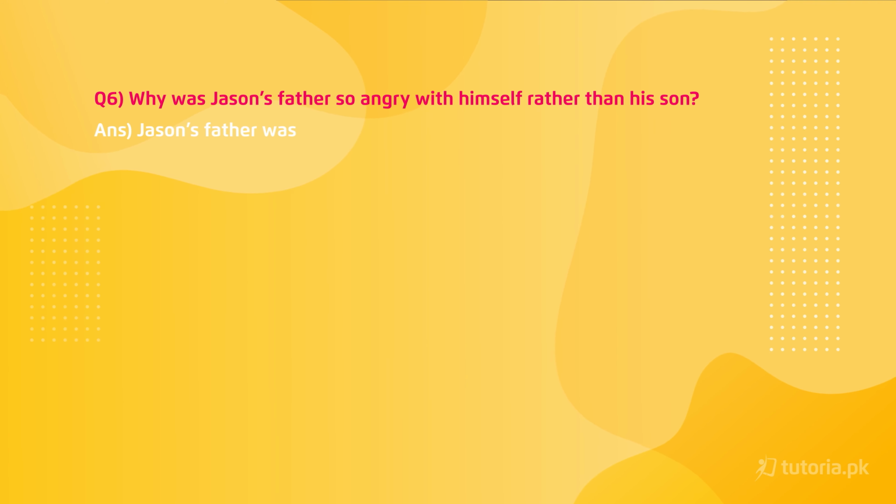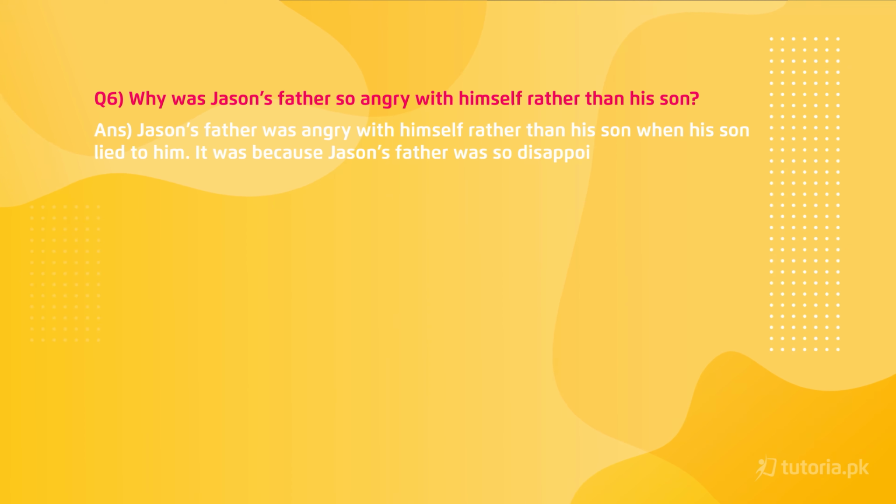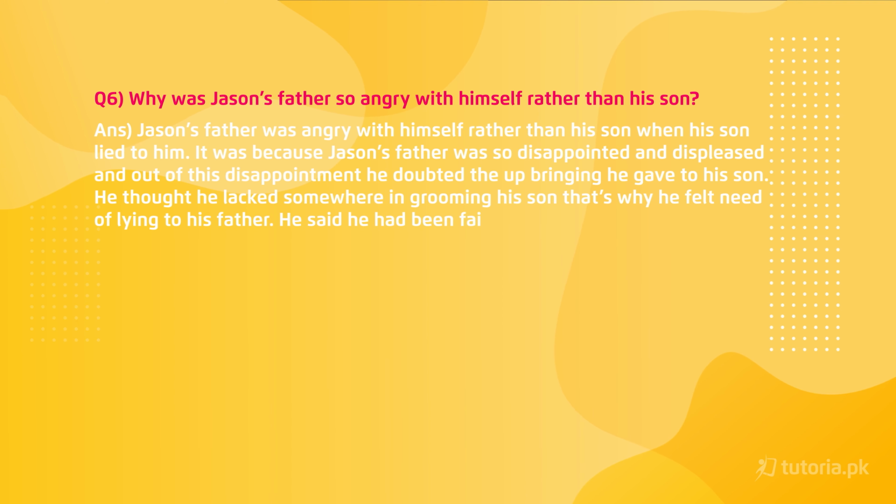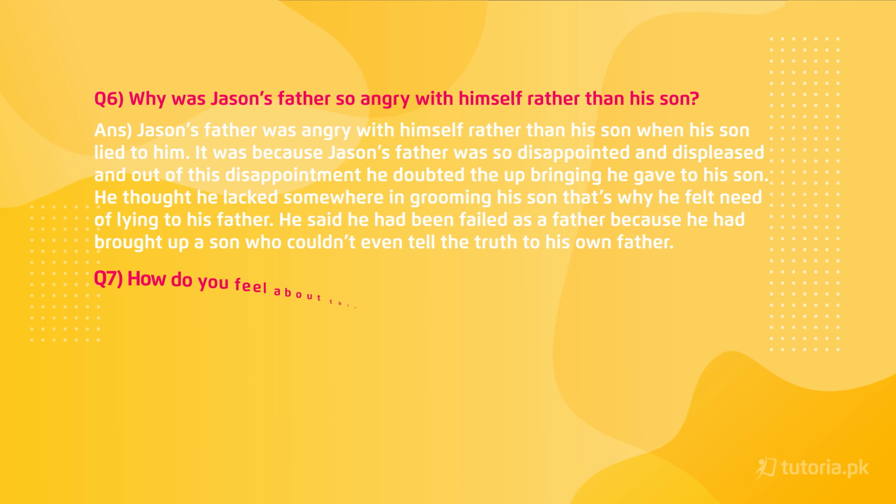Answer. Jason's father was angry with himself rather than his son when his son lied to him. It was because Jason's father was so disappointed and displeased, and out of this disappointment, he doubted the upbringing he gave to his son. He thought he lacked somewhere in grooming his son. That's why he felt the need of lying to his father. He said he had failed as a father because he had brought up a son who couldn't even tell the truth to his own father.